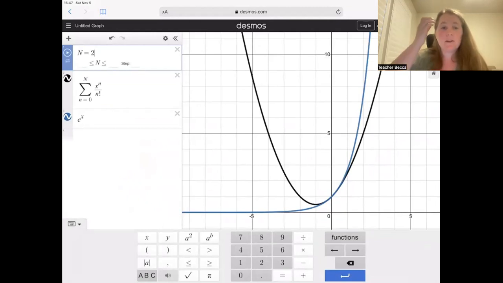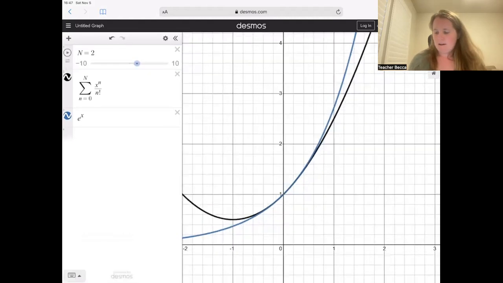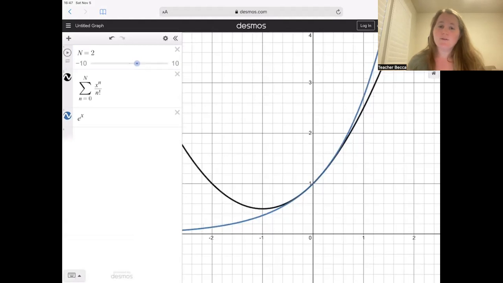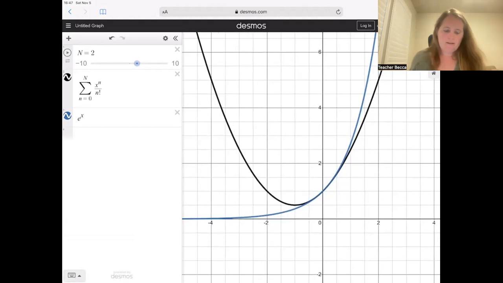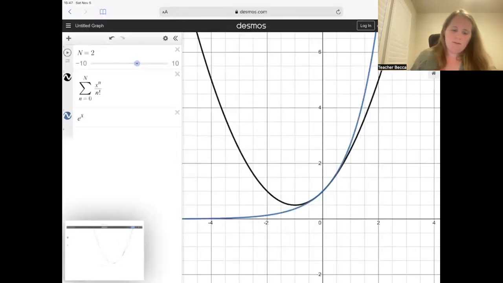So I have the sum notation on the left. I wound up using capital N's for my degree of the polynomial, lowercase n's for my index. We could certainly change this so that it matches what's in the notes and put k's. But here is my degree 2 polynomial and how it corresponds to e to the x. So note, very close to x equals 0, that quadratic is actually pretty similar to the exponential function. Right? So let's take a picture to put in the notes.